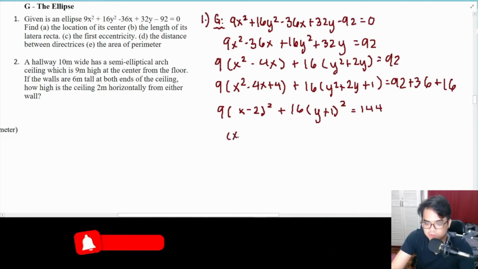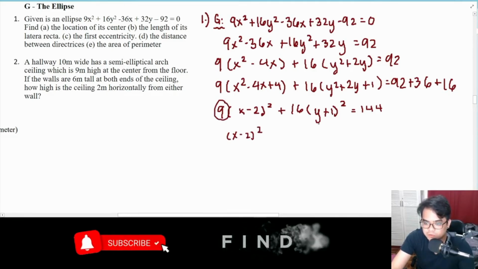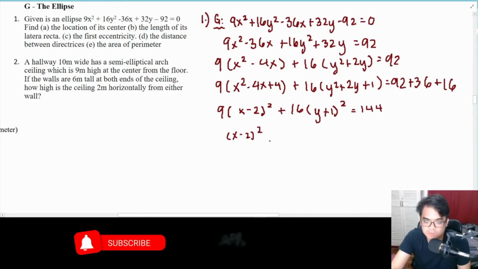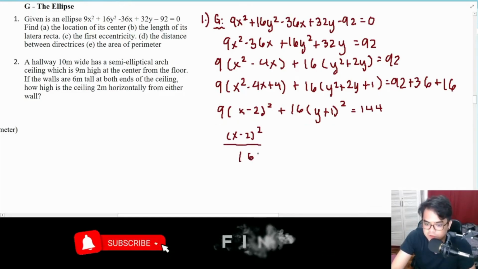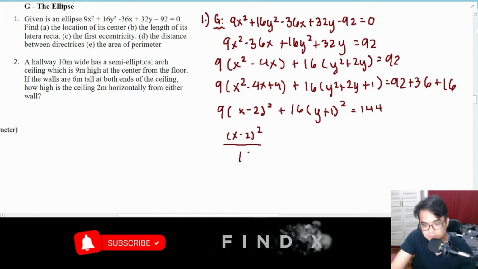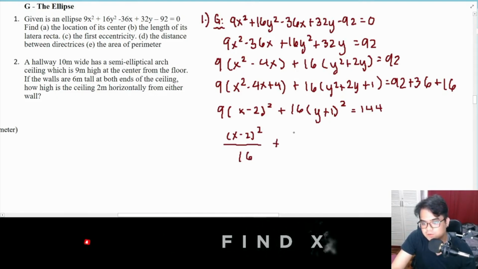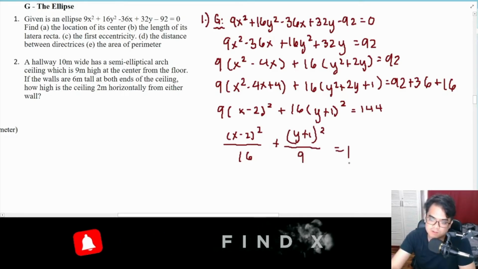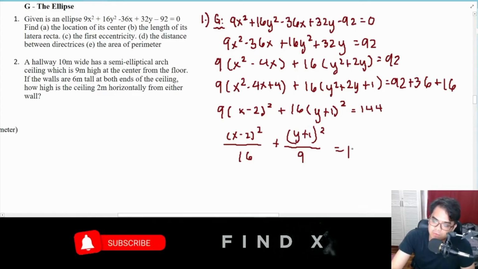You'll have here x minus 2 squared. Usually what happens is this 9 will go down here, and then this 16 will go down here. They just interchange their positions. So this is 16 plus y plus 1 squared all over 9, and equal to 1 because we divided everything by 144.